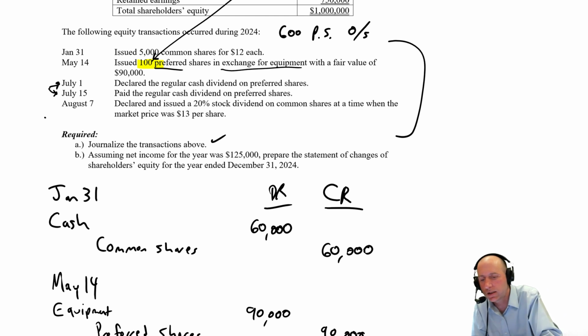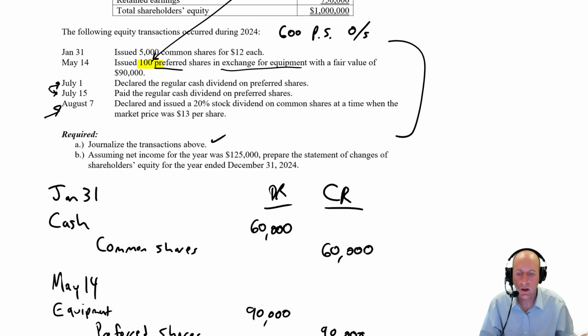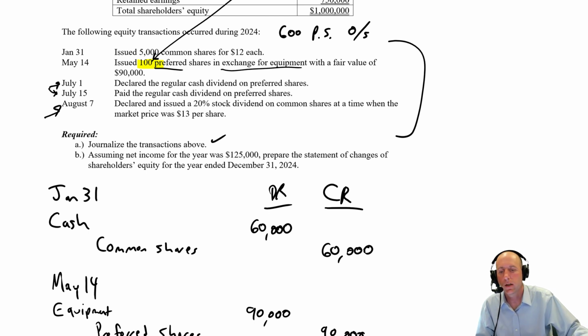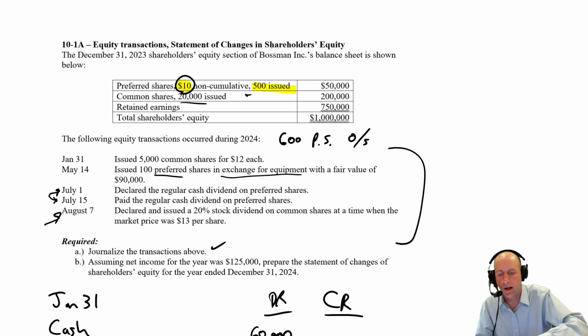Last one, August 7th. Declared and issued a 20% stock dividend on common shares at a time when the market price was $13 per share. Okay, so let's deal with our common shares and figure out how many we have.